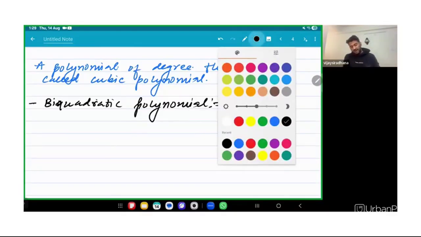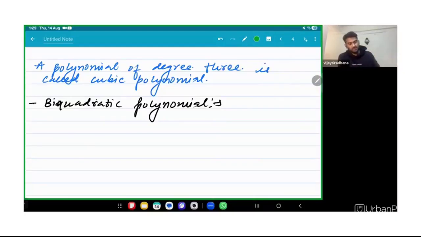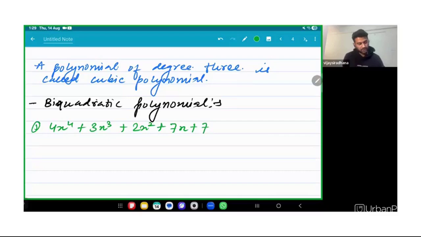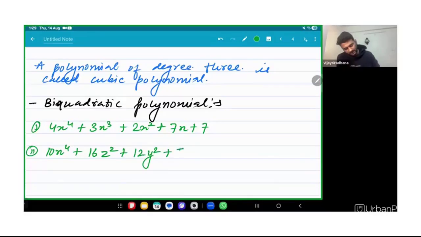Now, student, what if I give one large equation, which is 4x to the power of 4 plus 3x cubed plus 2x squared plus 7x plus 7 is equal to this. If I give one more equation, for example, 10x to the power of 4 plus 4z cube plus 16z cube plus 12y square plus 17x plus 18.